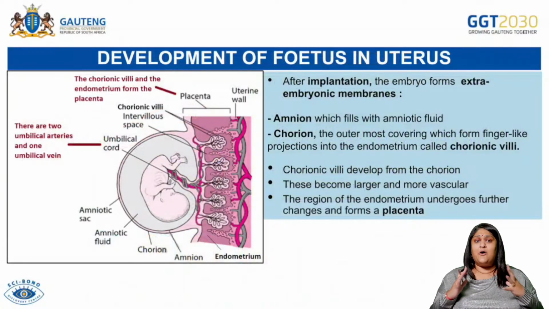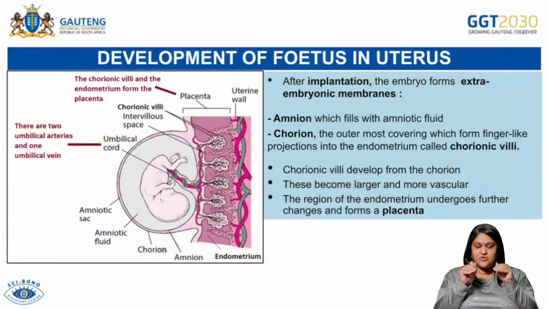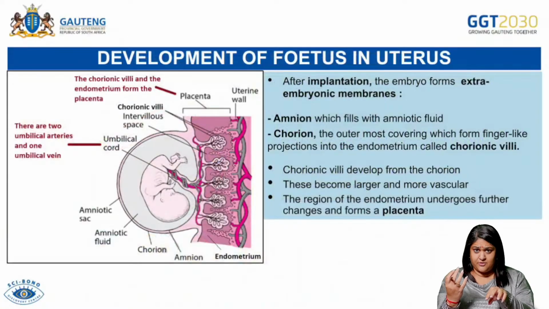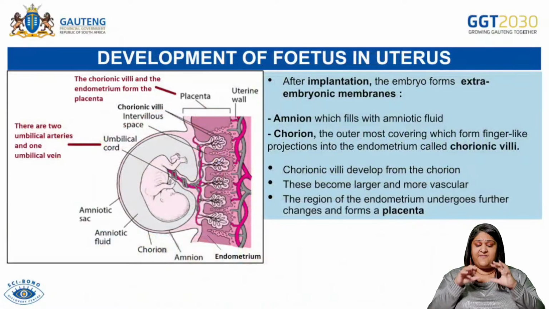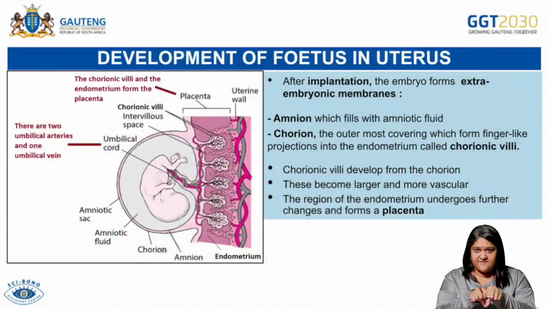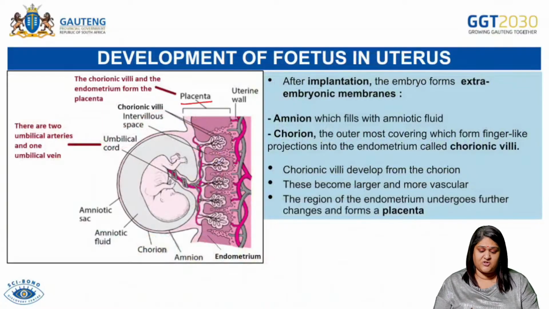Okay, and the outermost layer that the structure is going to form is called a chorion. And that chorion has chorionic villi. And those chorionic villi are going to embed into the endometrium, which is the maternal tissue. Okay, so we have the outer layer, which is the chorion, and that chorion forms chorionic villi. Those chorionic villi plus the endometrium are going to make up the placenta. That's what this diagram is showing us.